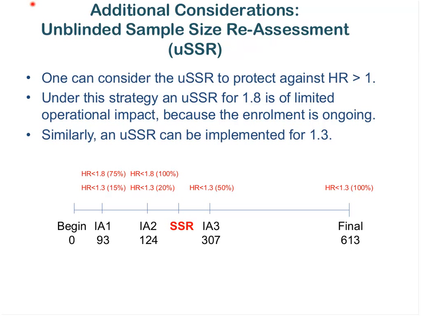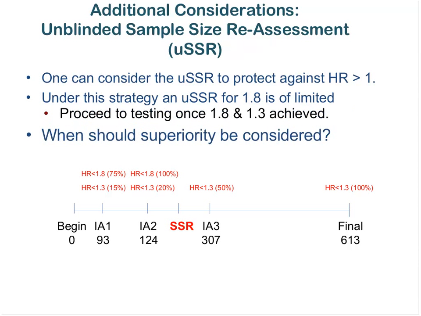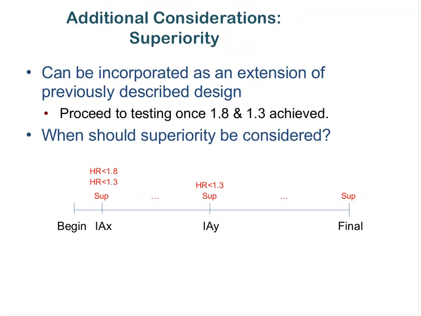Then the next question comes, well, but what if we are on the other side of hazard ratios, where it looks more promising? Should we consider superiority? Well, the first reaction may be why not. From the design standpoint, you just have more looks, and you go sequentially. You accomplish 1.1 first, and then if you accomplish 1.3, you continue on, and then you can go down to superiority.